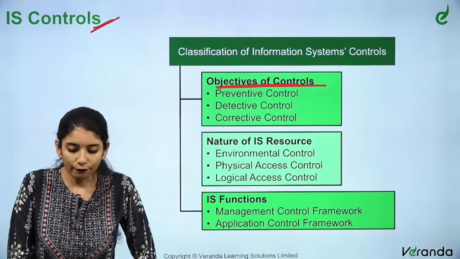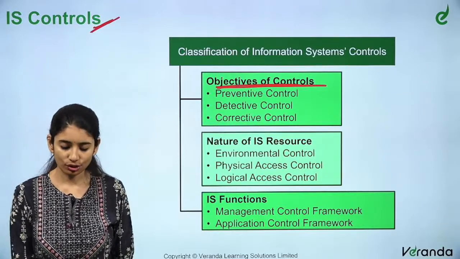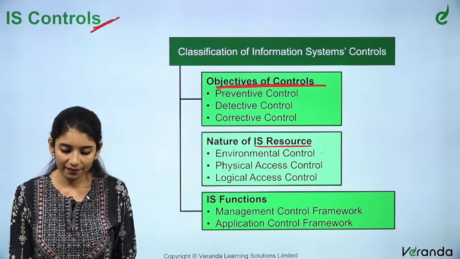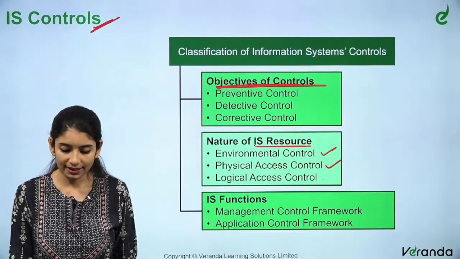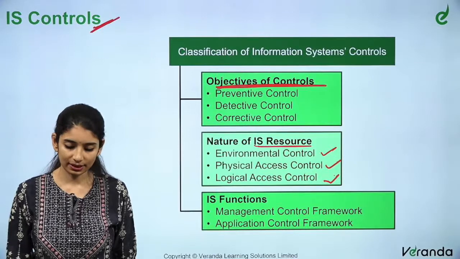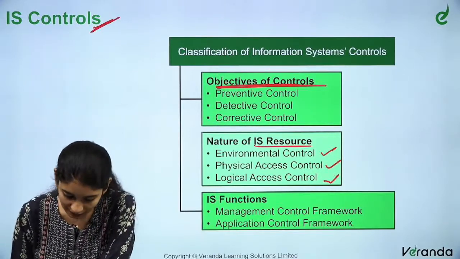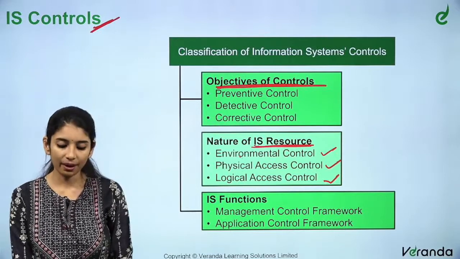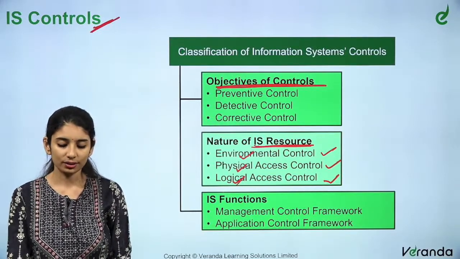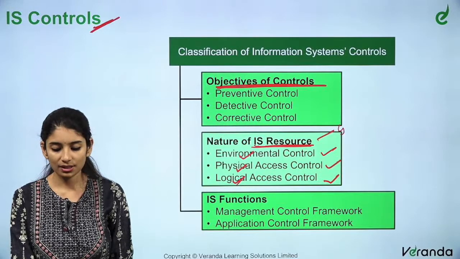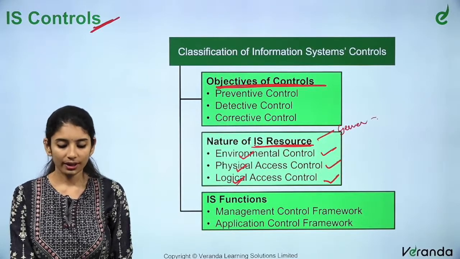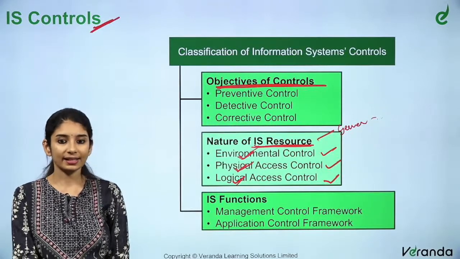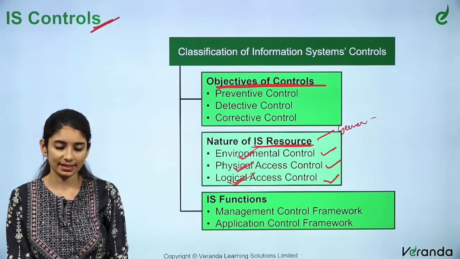Clear? Next, I have on the basis of IS resources. On the basis of IS resource, I can have environmental control, physical access control and logical access control. We will study each one of these. Resources could mean my servers, computers, infrastructure. All that needs to be protected from environmental risks, from physical access risks and from logical access risks.